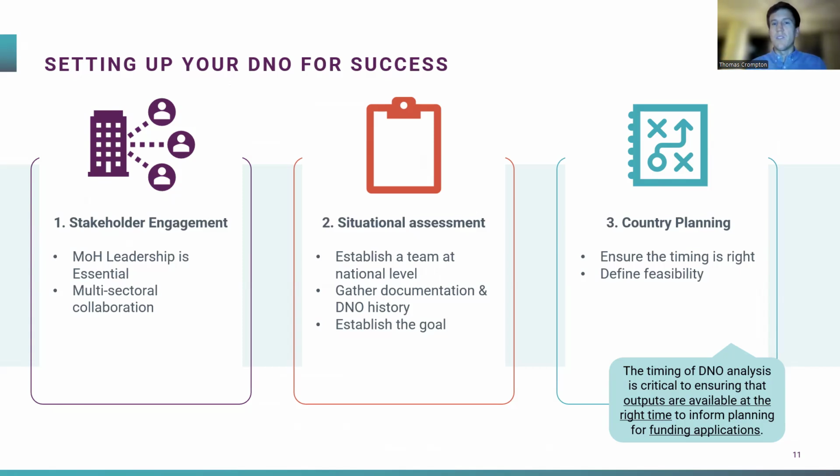And then comes a situational assessment. So establish this team at the national level, and maybe include some folks from the subnational level, from different regions, different partners, and then gather any documentation. Has a DNO been done in the past? Is there anything we can build from there? What do we need to expand on? What were the recommendations from that? Have they been done? Before we go and do a whole analysis, does something exist?